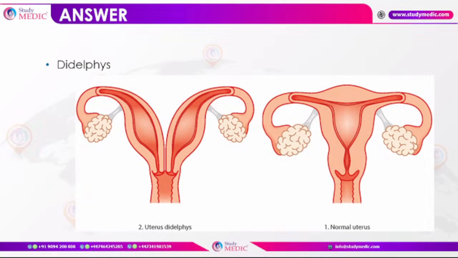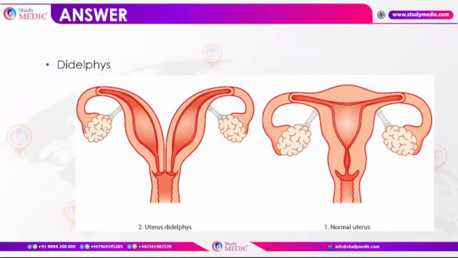So the most common thing that we confuse with the didelphys uterus is a bicornuate uterus. So the basic difference between a bicornuate uterus and a didelphys uterus is that in didelphys we also have duplication of the cervix, whereas in bicornuate uterus we only have a single cervix that is there.